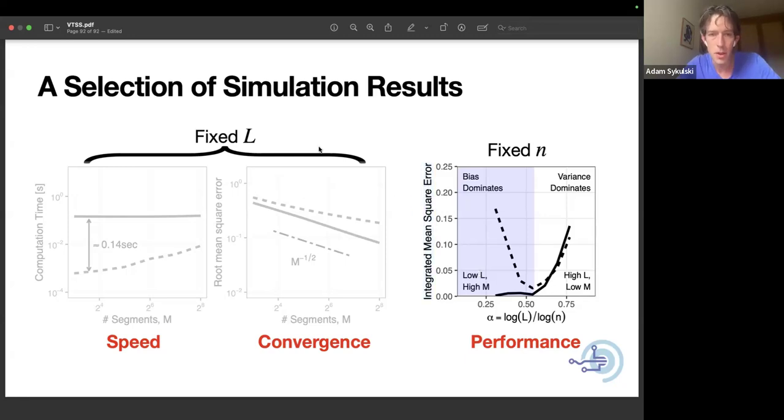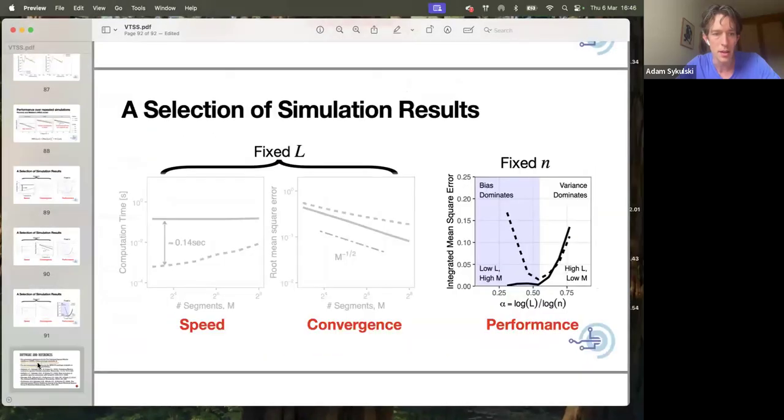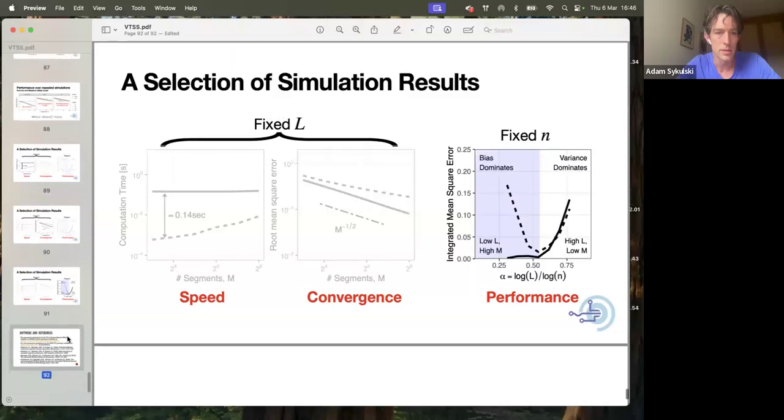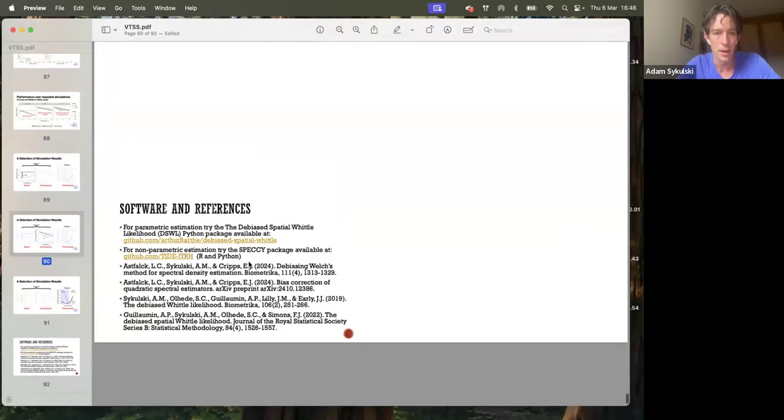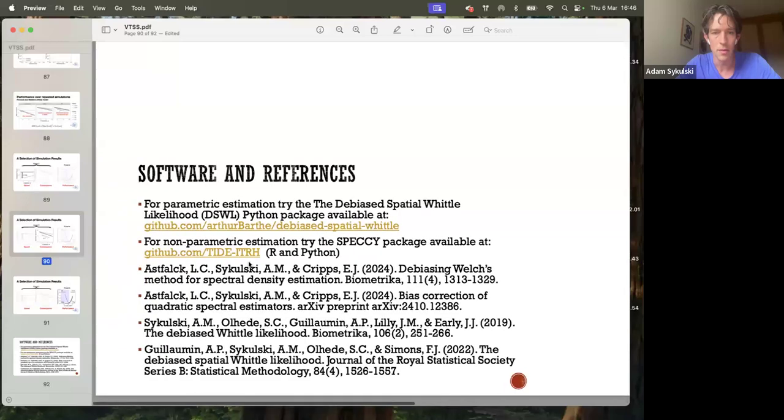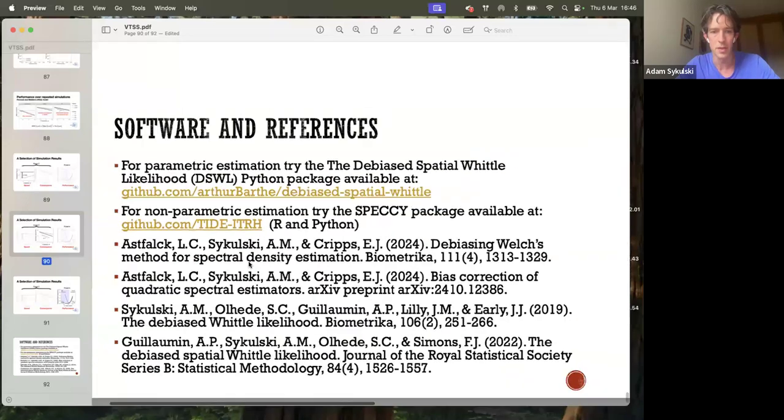Okay, and then something's gone wrong for my final slide. Something's gone wrong here, but if I scroll down and make this bigger, I apologize for this.